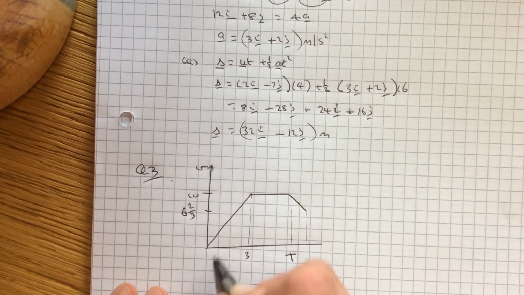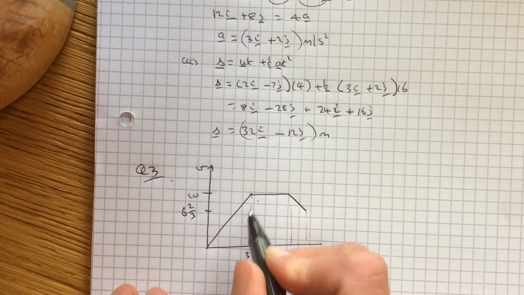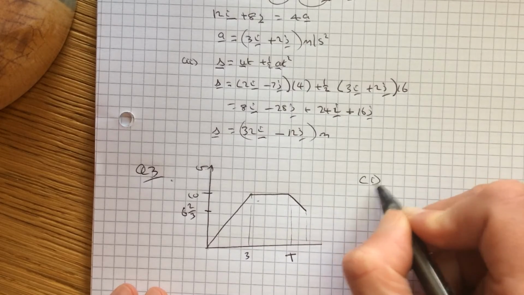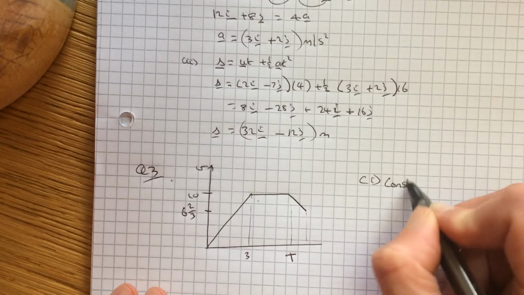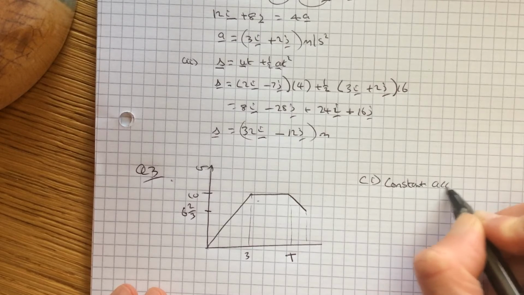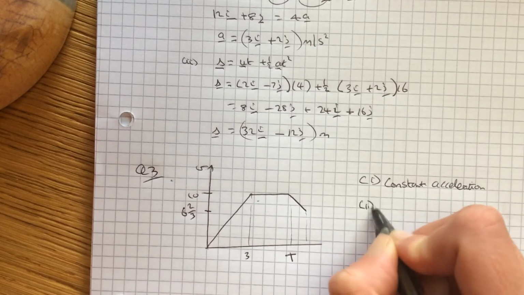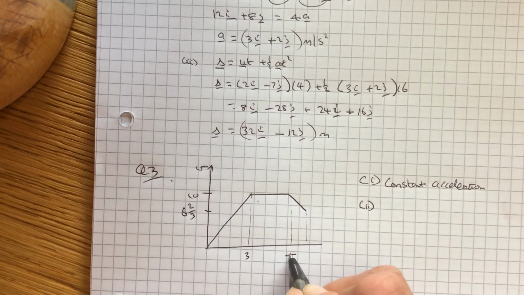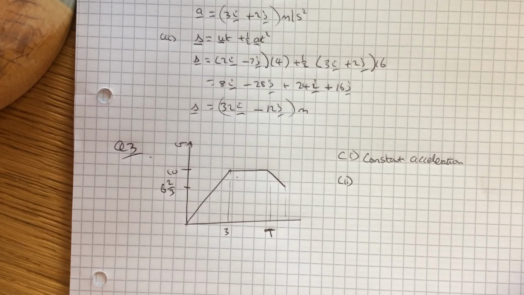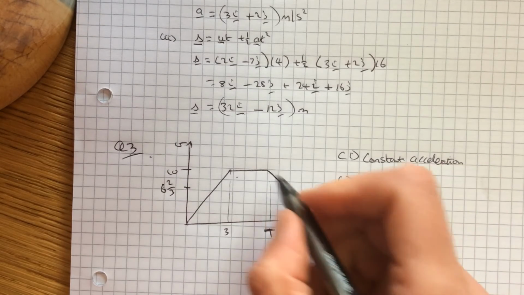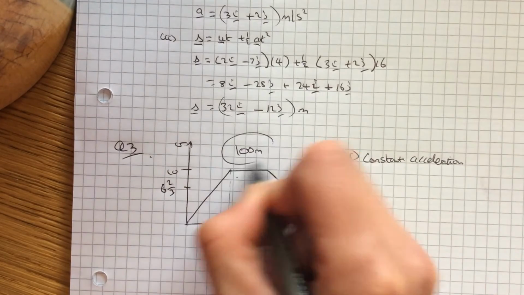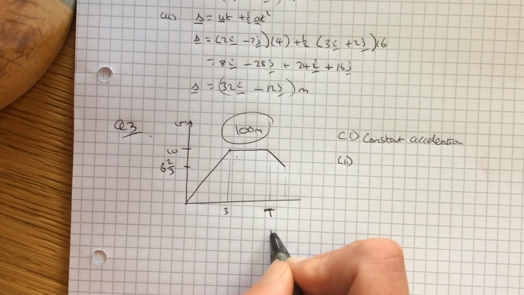So describe the motion from t is 0 to t is 3. That's your first question. So it's accelerating, and it's constant acceleration. The next one, part 2: the athlete starts to decelerate at time t. Find the value for t. Okay. Now, we're told it's a 100-metre race, so that means the area under all this is 100 metres.